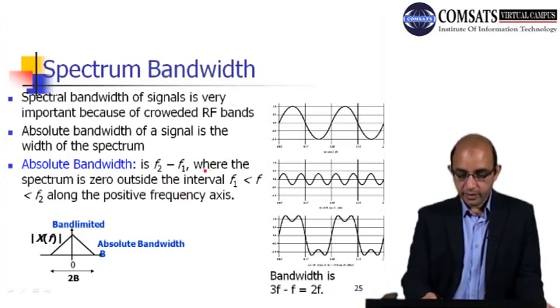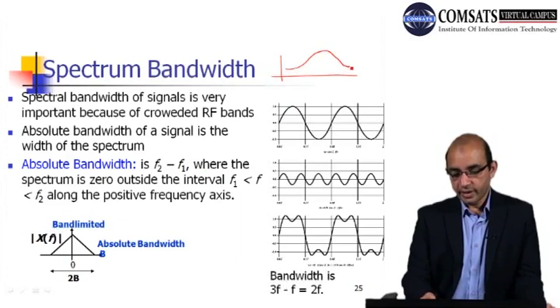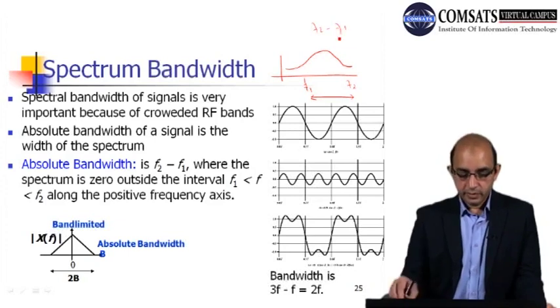Let me explain again. We have a signal like this, where this is F1 and this is F2. So the bandwidth of this signal will be F2 minus F1.